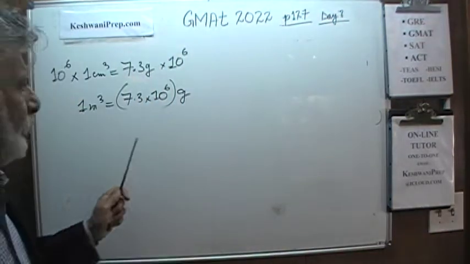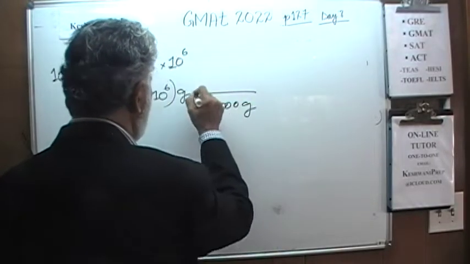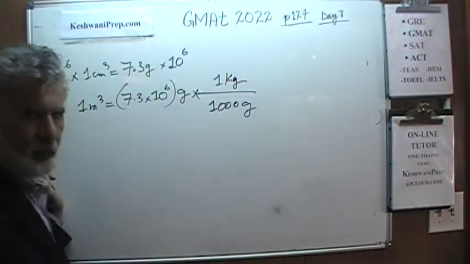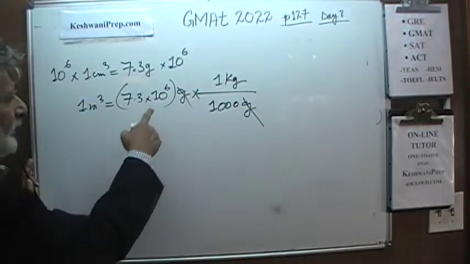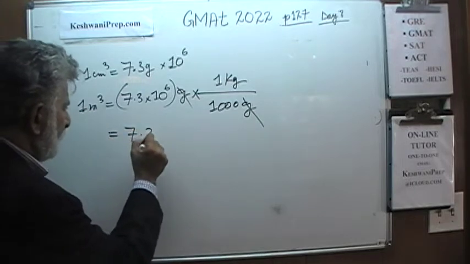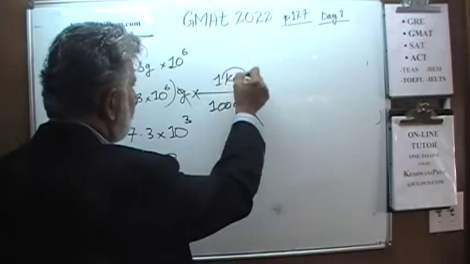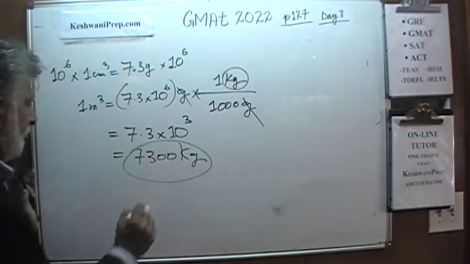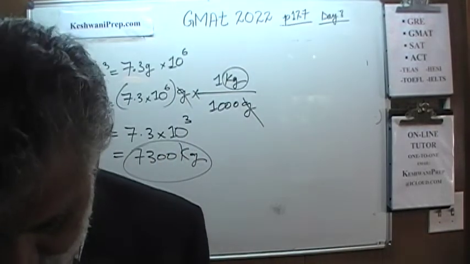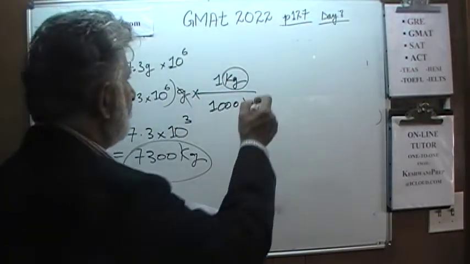So let's convert this gram into kilogram. We want to get rid of this gram. So we know 1,000 grams is 1 kilogram. There we go. Now we can get rid of this unit. 10 raised to 6 divided by 10 raised to 3 is just 10 raised to 3. So it's just going to be 7.3 times 10 raised to 3, which is 7,300. And now this is kilograms. 1 cubic meter must weigh 7,300 kilograms. Number 109. There's 2 109s here.